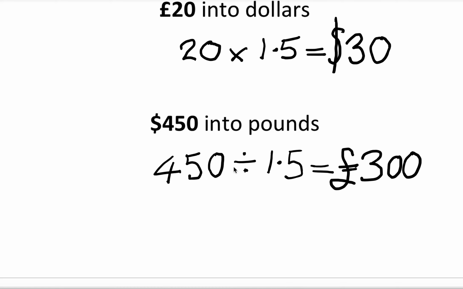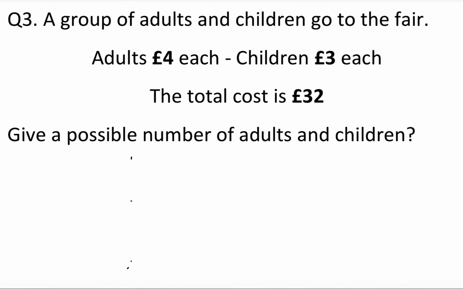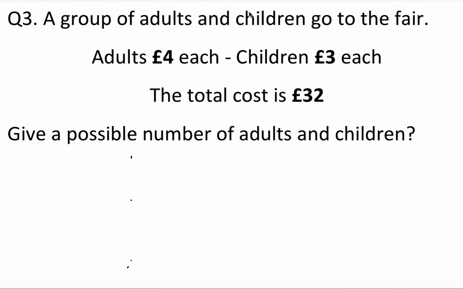How's that sound? Let's move on to question 3. Right, a group of adults and children go to the fair. What sort of fair is that? Fun fair or maybe Strawberry Fair in Cambridge. But anyway, adults cost £4 each, and children cost £3 each. The total cost that was spent is £32. So basically, you can give a possible number of adults and children. So it's got to add up to £32.